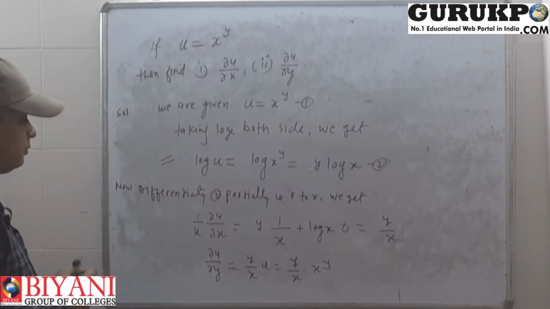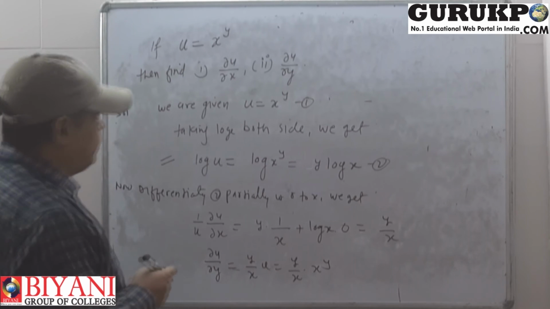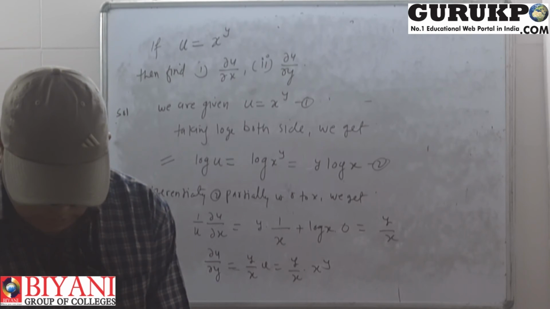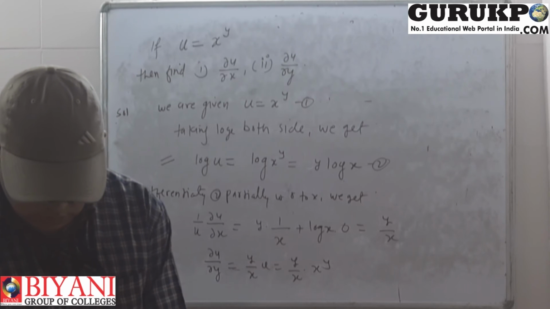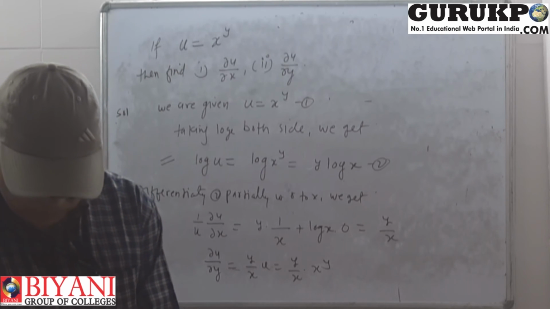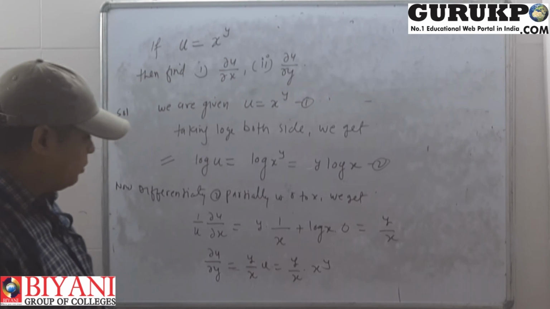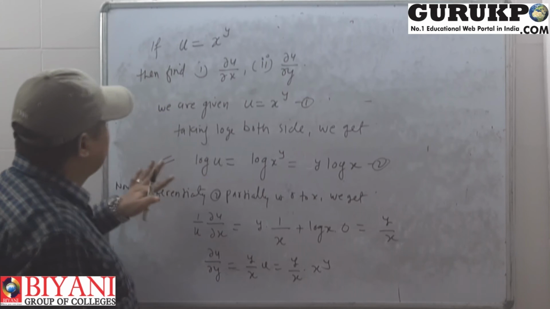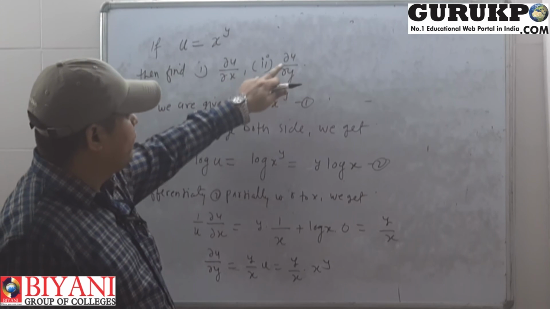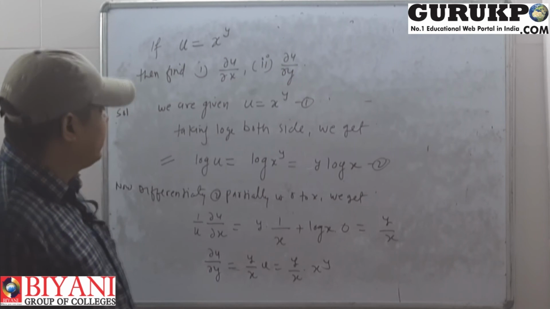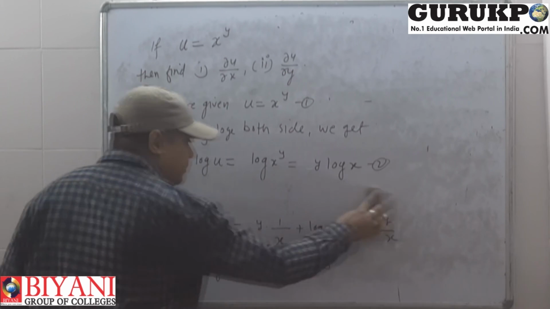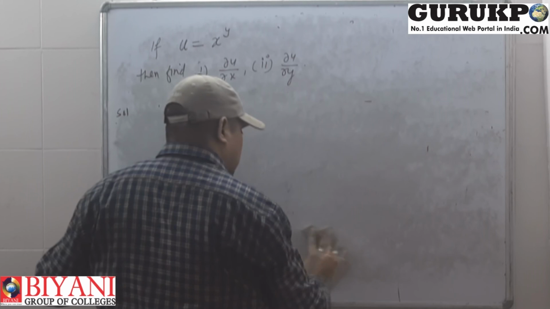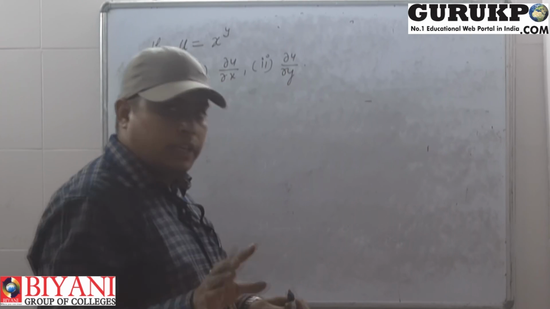It is the derivative del u by del x of the function u equals x to the power y. Let us check the answer. So x to the power y upon x. Yeah, absolutely true. Similarly, we can find the derivative del u by del y, the derivative of function u with respect to y. So it is also easy. The procedure will remain the same.